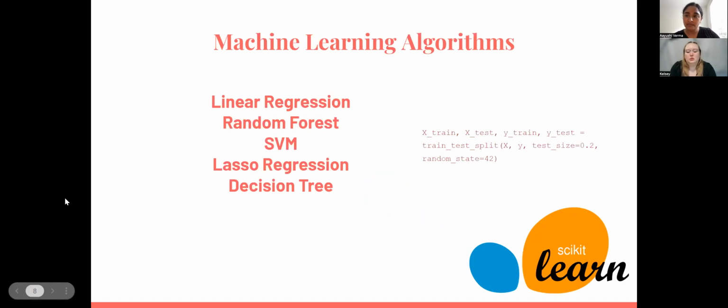So we also did some machine learning algorithms because, of course, this class is machine learning. The 5 algorithms we used were linear regression, random forest, SVM, lasso regression, and decision tree. We did a split of 0.2 to 0.8, and we did a random state of 42. We also used scikit-learn for the machine learning.